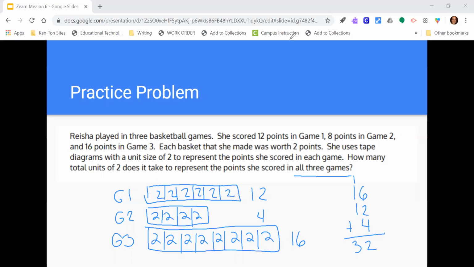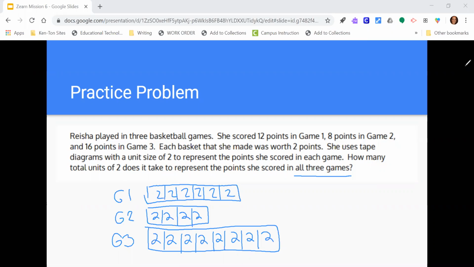Before we move on, let's look at the data here and see if we can compare and contrast some numbers. So which game has the most points? Game 1, Game 2, or Game 3? Game 3 has the most points. Which game has the least? Game 2 has the least points.